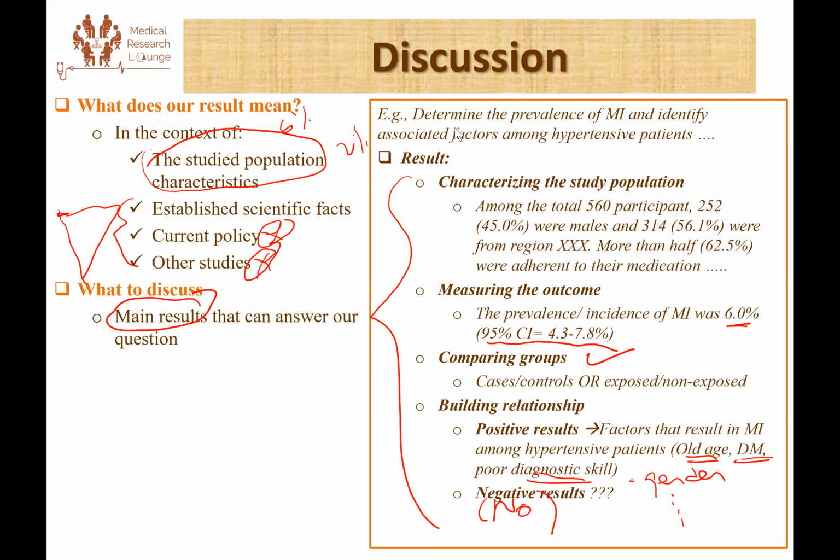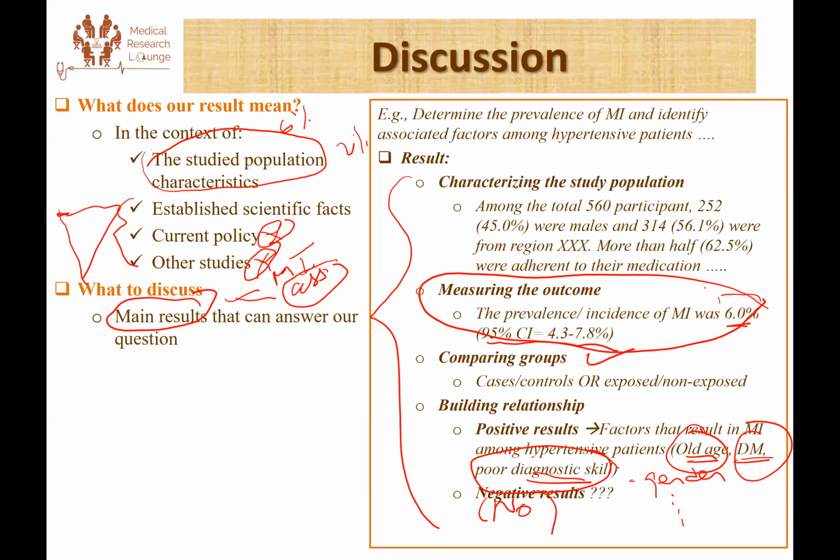So the results that should be discussed are our main results. Our main results indirectly means what our research question was. Our research question was that we want to determine the prevalence of MI and we want to assess the associated factors. So our first objective is answered by this result, right? We measured the outcome of the study and we found 6%. So we have to discuss this result, and then we want to identify the significant factors associated with MI, and we have identified three factors. So our discussion should be based on these three associated factors and the 6% prevalence.